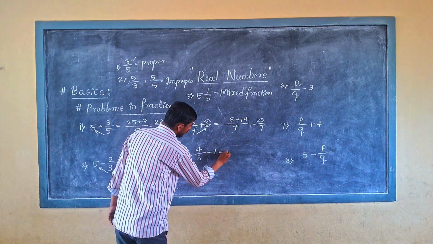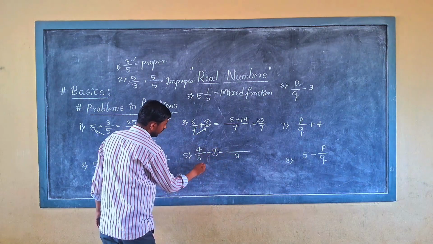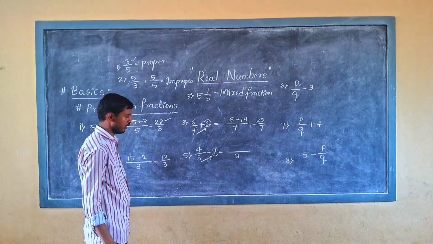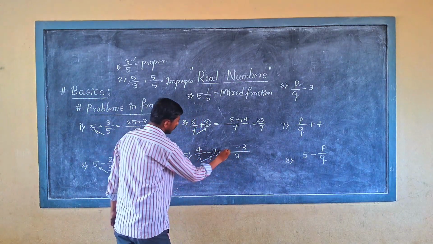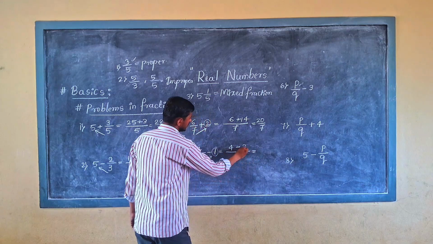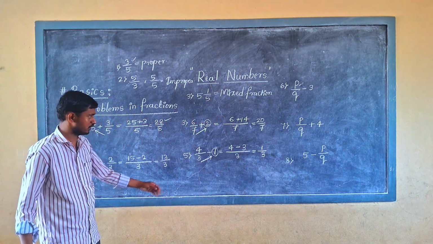And also, is equal to, dash. Here the denominator is 3, and here is the single value, we just multiply those values. 3 ones are 3, minus 4, so 4 minus 3 is 1 upon 3. This is the answer for this question.